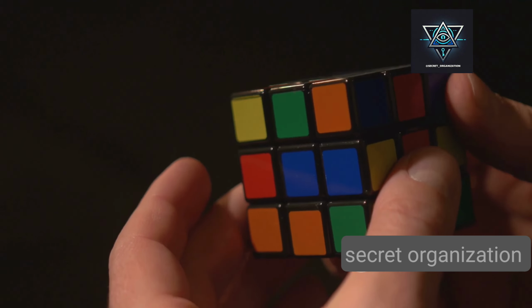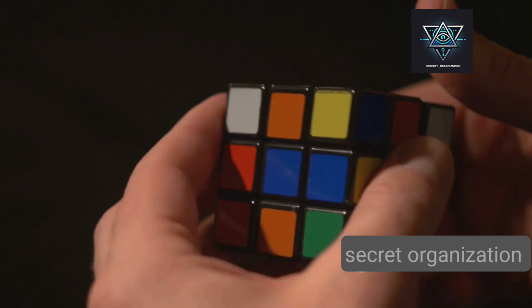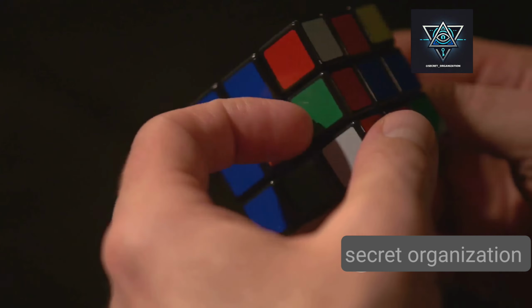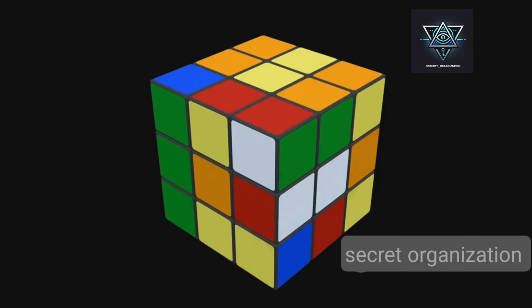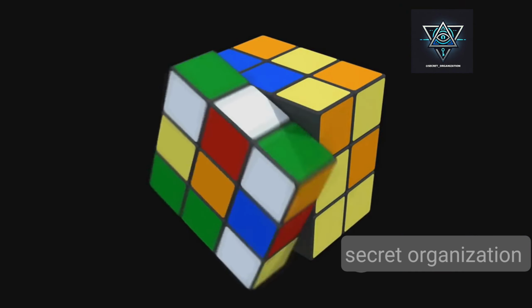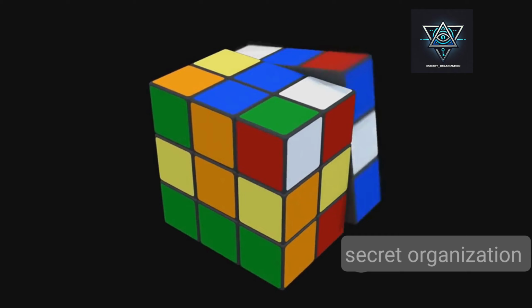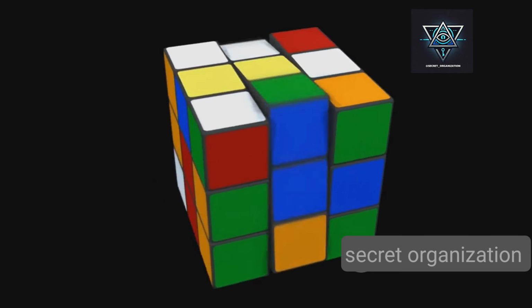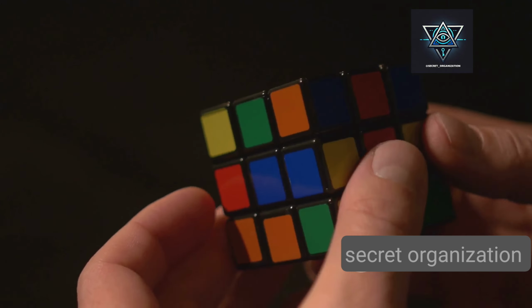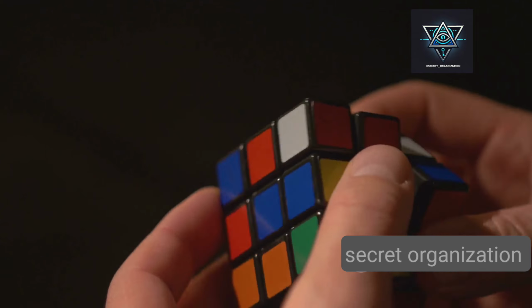The left-hand algorithm is the mirror image, L' U' L U. This sequence is equally important and is used in various stages of solving the cube. Notice how the letters and rotation directions are reversed. This reversal is what makes the left-hand algorithm the mirror image of the right-hand algorithm. This mirroring makes it intuitive and helps with memorization.